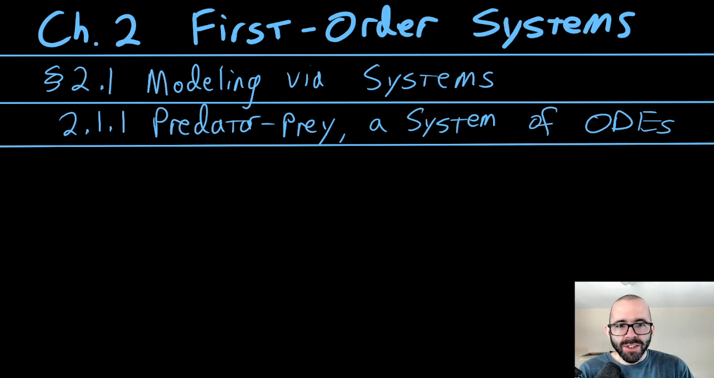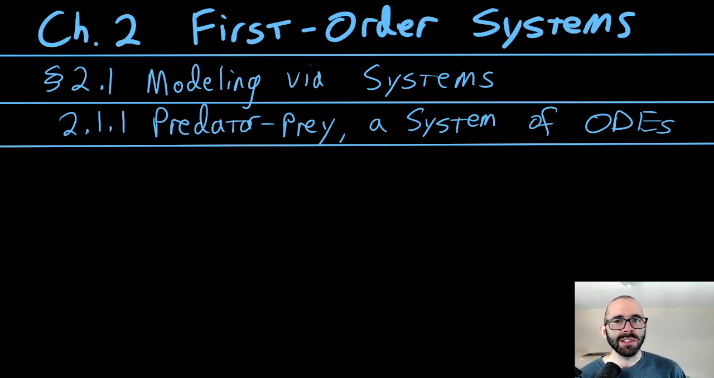We're going to start with modeling. That's 2.1. We're going to do some analytic solutions. That's like 2.3 and 2.4. We're going to talk about qualitative analysis. That's 2.2. There are numerical solutions in 2.5, but we're not really going to cover that.